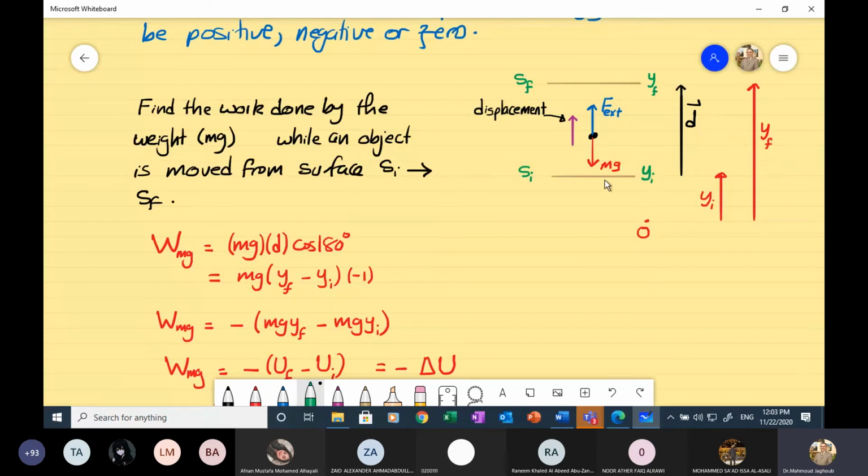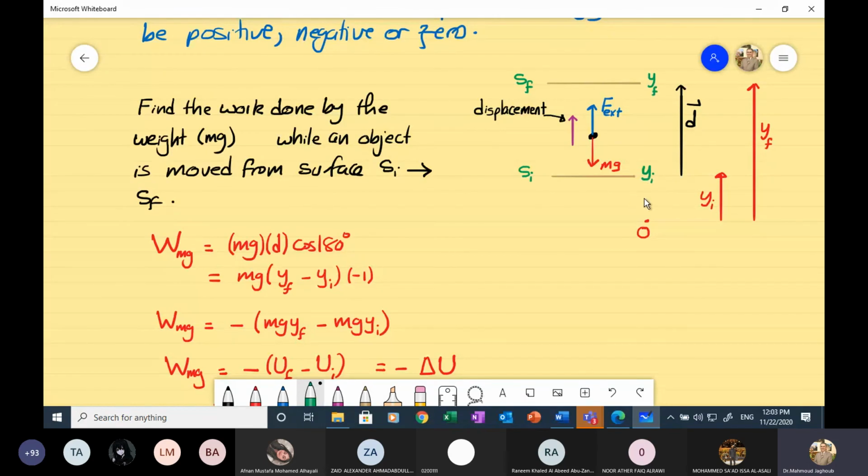They always start from the origin. So if this is my origin, Y initial is a vector that starts from here and goes up to this point. Y final is a vector that starts from here and goes up to this point. So this is the displacement made, which is y final minus y initial. Displacement is always delta y or delta x, so it's y final minus y initial.